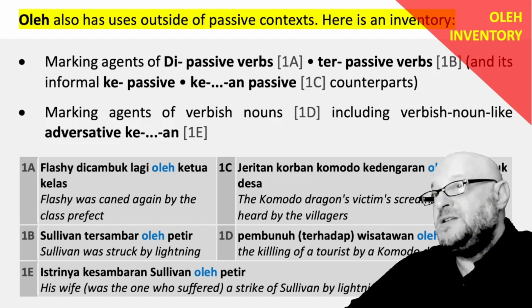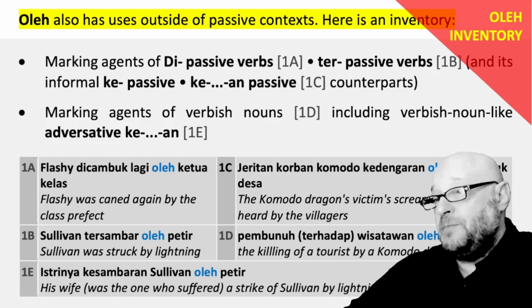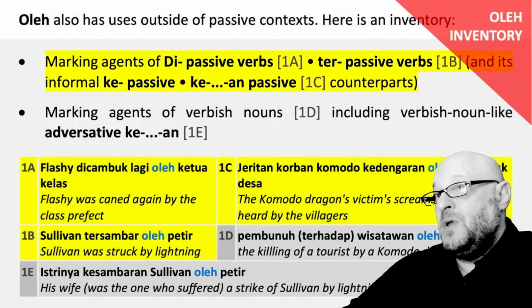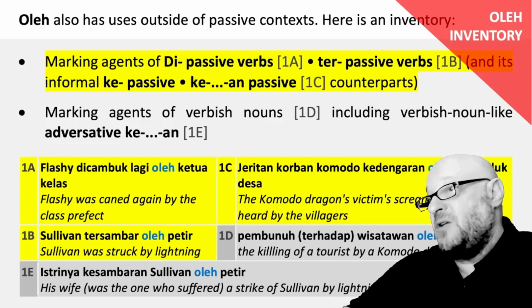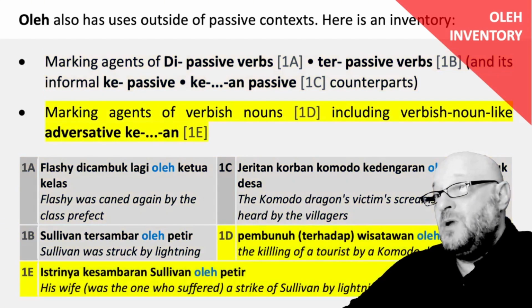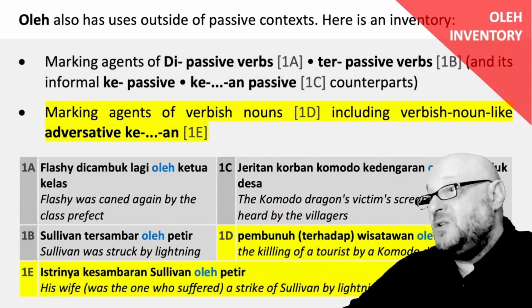Oleh also has uses outside of passive contexts. Here's an inventory. Marking agents in di-passive verbs, ter-passive verbs, and informal ke-passive, ke-un-passive counterparts. Marking agents of verbish nouns, including verbish noun-like adversative ke-an.